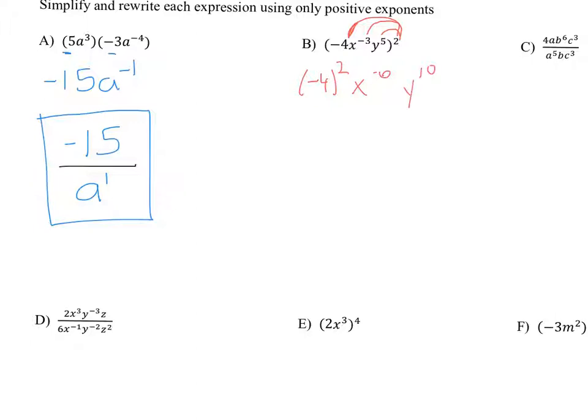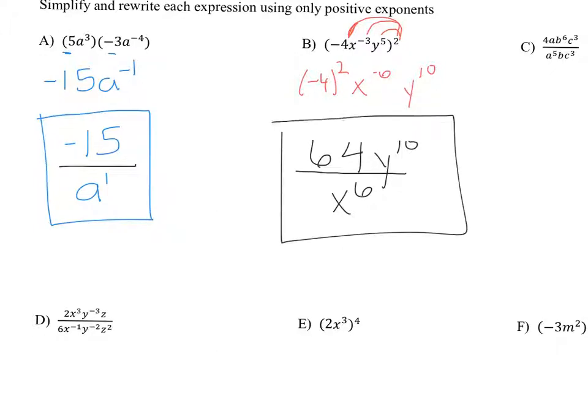Now I should simplify that. You should always simplify that. So negative 4 squared would give me 16. I'm not going to keep that x on top because it's negative, and then I have my y to the 10th on top, leaving me with x to the 6th on bottom. And that right there is my final answer.